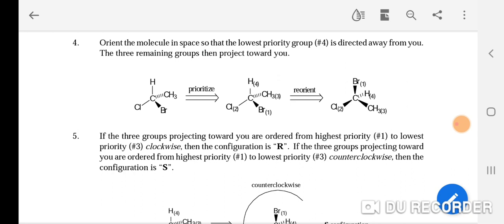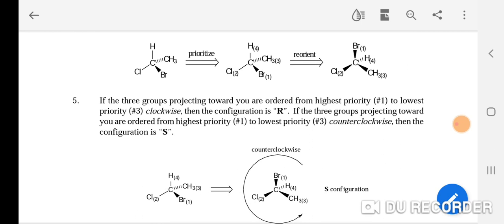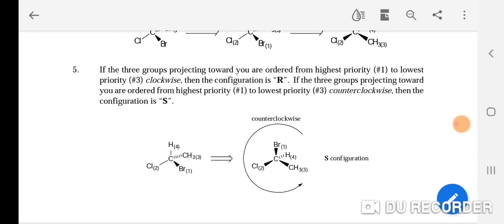In rule number 5, if the three groups projected towards you are ordered from highest priority 1 to the lowest priority 3 in a clockwise direction, then the configuration is R. If the three groups projected towards you are ordered from highest priority 1 to the lowest priority 3 in a counterclockwise direction, then the configuration is S.